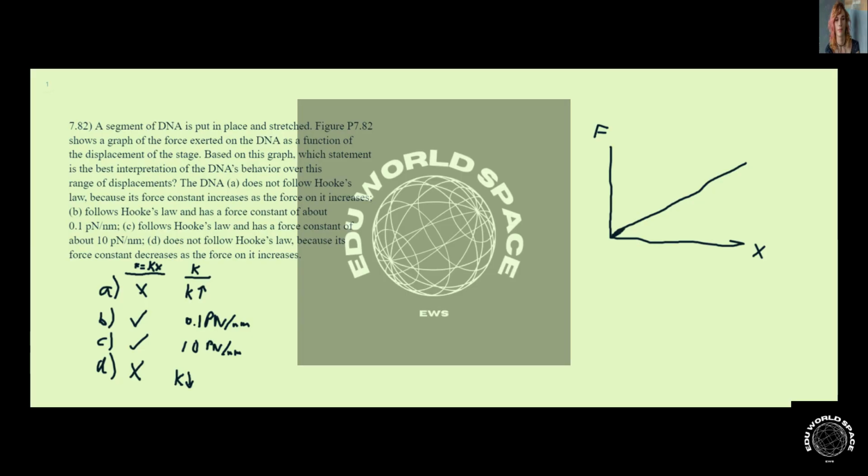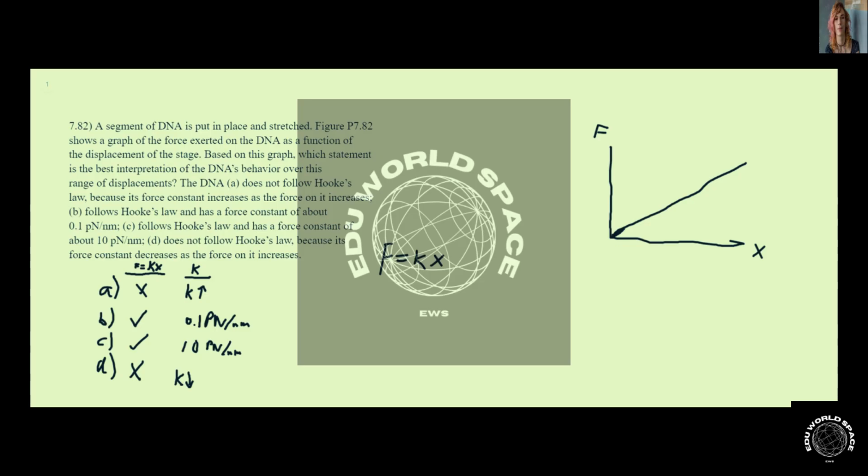Okay, so the first option is that it doesn't follow Hooke's law and that the force constant increases as the force increases. So I wrote down what Hooke's law is: F is equal to Kx. And then also K, those are just the two options that are described. I made a little table. For part B, it follows Hooke's law, and this is what K is. C is it follows Hooke's law, and this was what K is. D is it does not follow Hooke's law, and K decreases as the force increases.